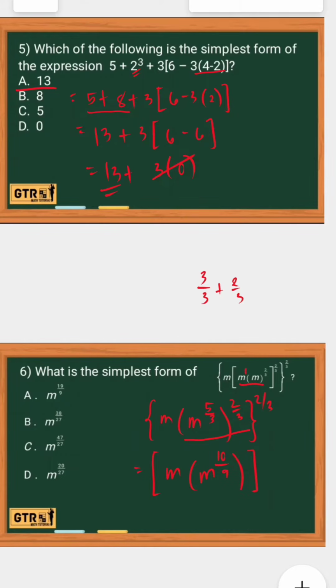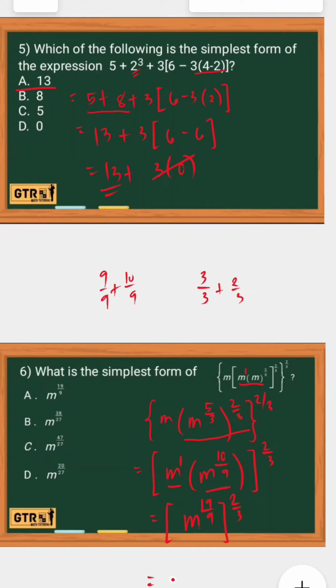Then raised to 2/3. So again, the exponent of this m is 1. So express this as exponent of 9. So that will become 9/9 plus 10/9. So that is 19/9. So this is now equal to, when we combine the m to the 1 and m to the 10/9, that is m to the 19/9 raised to 2/3. Again, apply the power of a power.